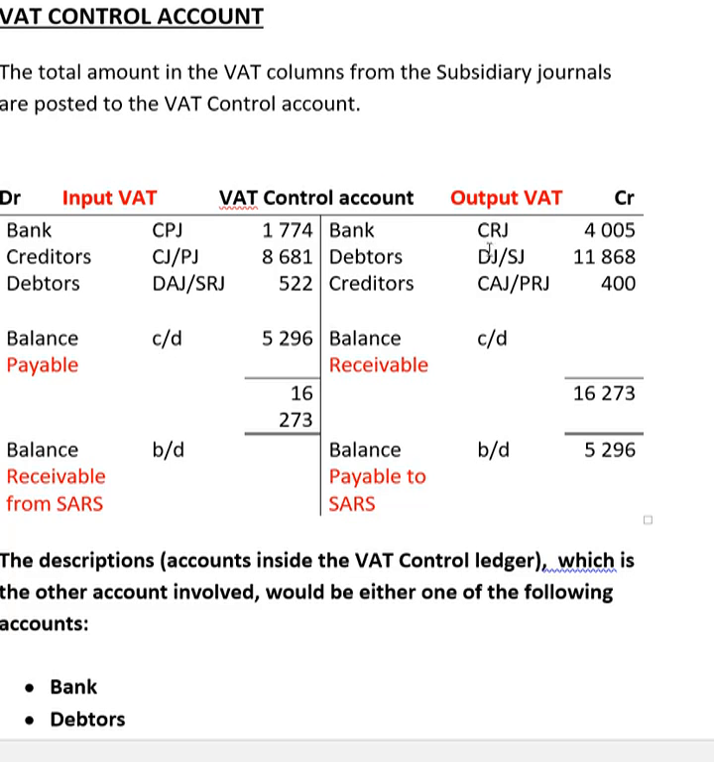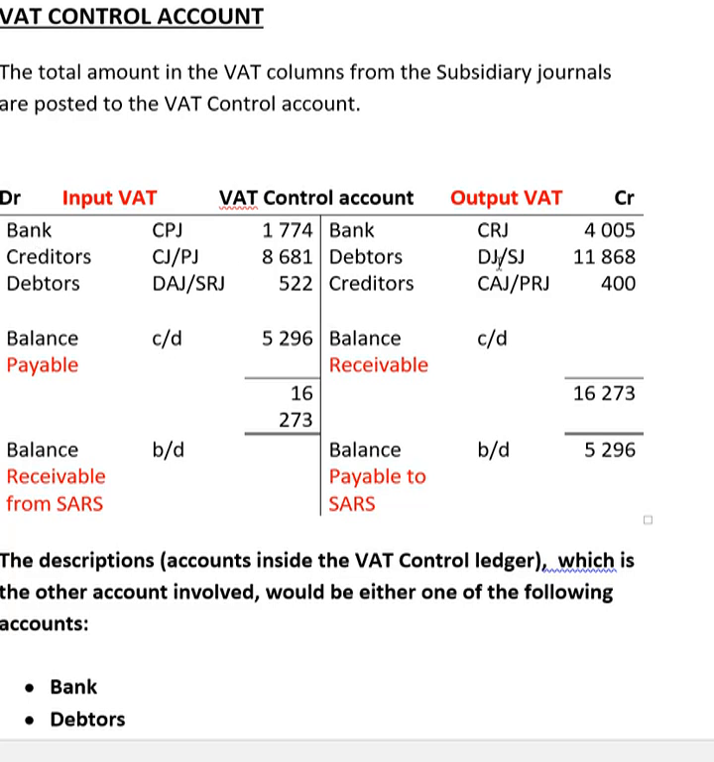Now let's start with the CRJ. The CRJ, the subsidiary journal, has to do with sales, cash sales. So it is output VAT. Always start with your amount, from which journal it comes from, and the description is always the other account involved. So from the cash payments journal, that has to do with cash purchases. This is just an example amount from the cash purchases journal, and the other account involved is cash.